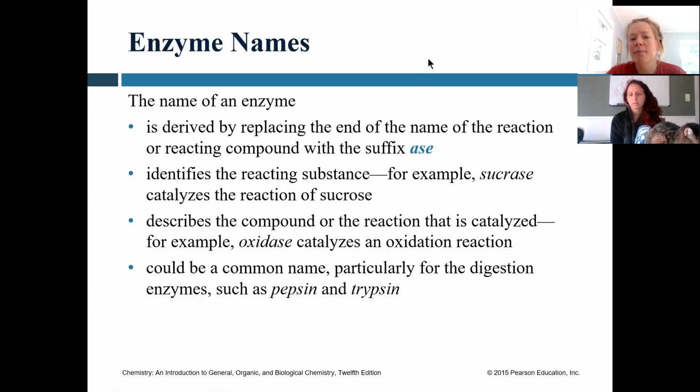So the name of an enzyme is derived by replacing the end of the name of the reaction or reacting compound with an ase. So if we have sucrase, that is the catalyst for sucrose. Why would we want a catalyst for sucrose? Well, remember, sucrose is a disaccharide. Sucrose contains fructose and glucose. Our body can do things with fructose and glucose. It can't do anything with sucrose. If our body couldn't break the sugar up into those simpler carbohydrates, it would be useless. So we have a catalyst that breaks it up for us.